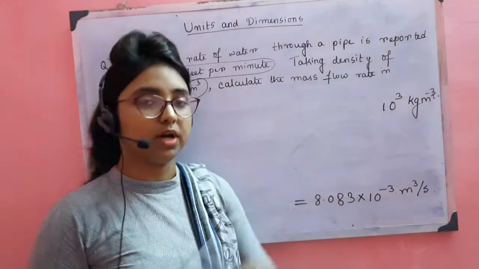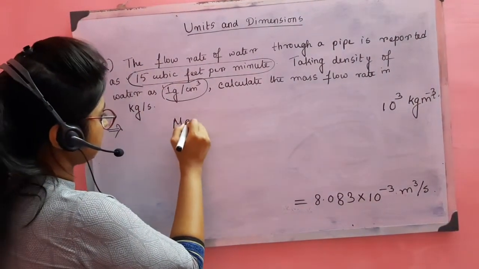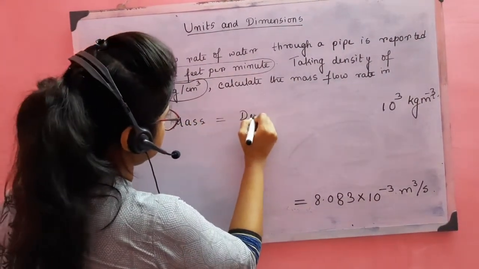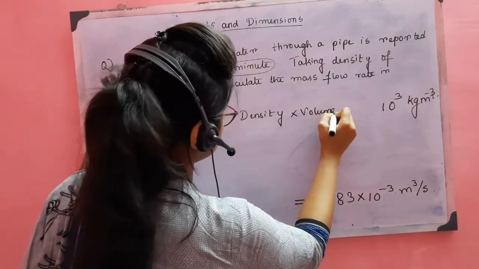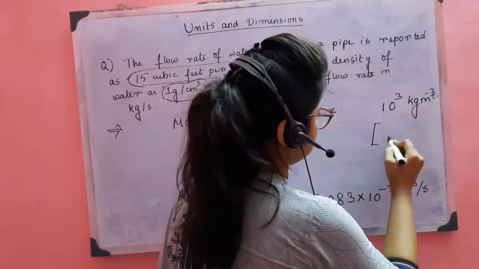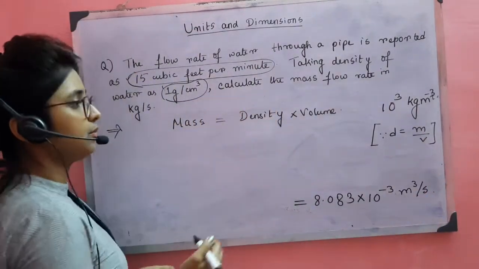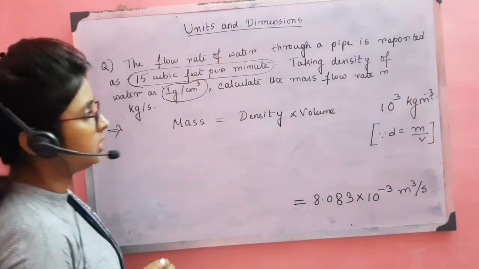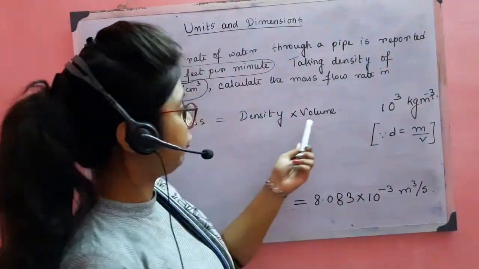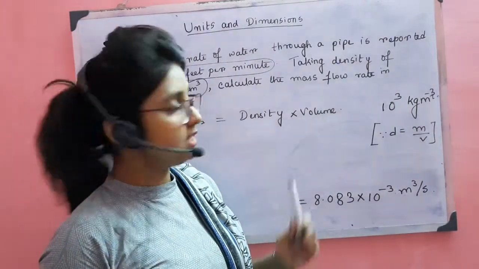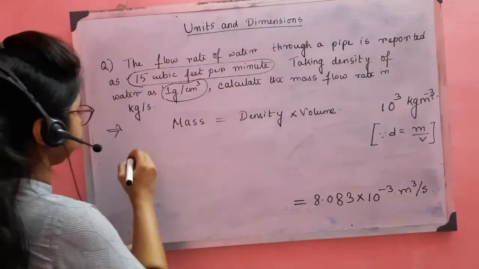Now the formula for mass flow rate. Now generally what we know is that mass is equal to density into volume, because density is equal to mass by volume. From there, mass is equal to density into volume. Now here you are asked to find out mass flow rate. We already know the volumetric flow rate. If you multiply this density with volumetric flow rate, then you can easily get this mass flow rate.